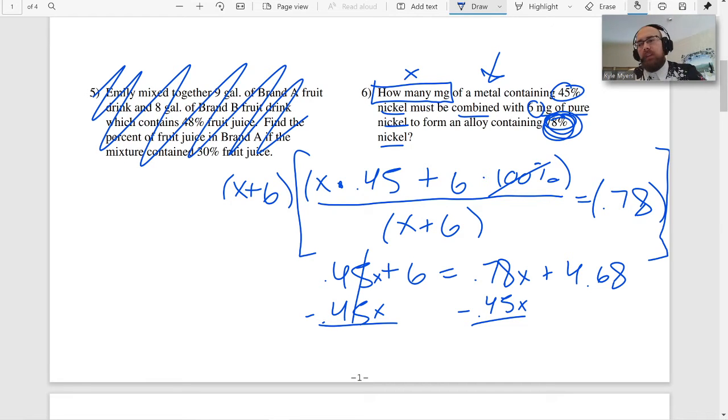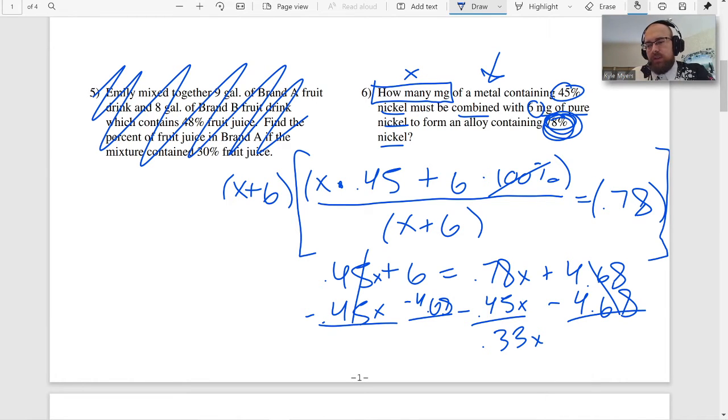So if I'm going to have the x on this end, it's going to be 0.78 minus 0.45. I'm really lazy today. 0.33x. Okay, well, if this x is on the right-hand side, we want the numbers to be all on the other side. So I'm going to subtract 4.68 on both sides. So 6 minus 4.68 is 1.32. And then I'm going to divide both sides by 0.33. 1.32 divided by 0.33 is exactly 4. X is 4. And that's the final answer.